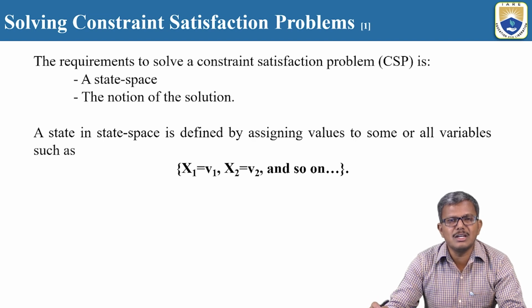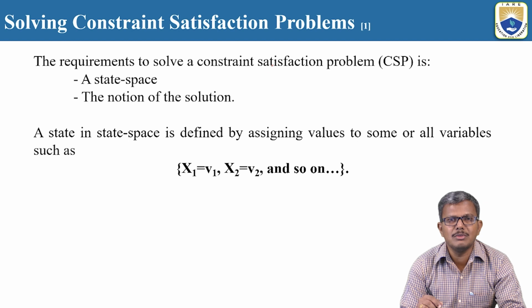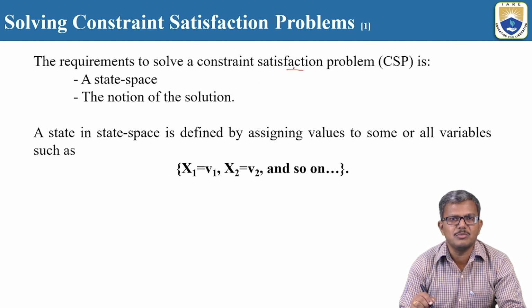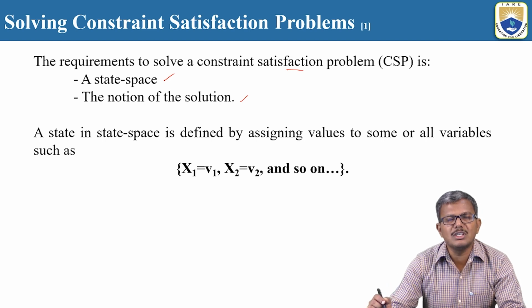Okay, so for simple understanding, we can say that constraint satisfaction problems are going to solve certain kinds of problems by resolving certain kinds of constraints which are applicable to that particular state. Let us try to understand the requirements that we need in order to handle these constraint satisfaction problems. The first requirement is the state space and also the notation of the solution. We are going to see these things in detail in the components of the constraint satisfaction.